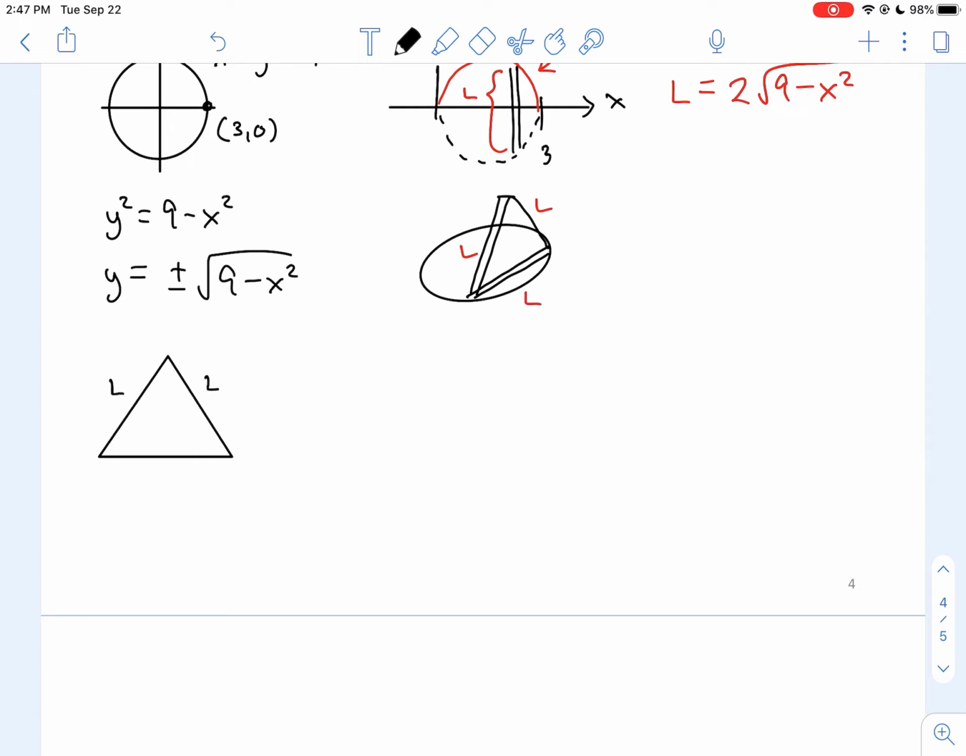How do we find the area of this triangle? Well, imagine cutting it right down the middle. And let's do half of this. Okay, so here's my equilateral triangle, but half of it. This would be L. Let's call this H for the height, and down here would be L halves.